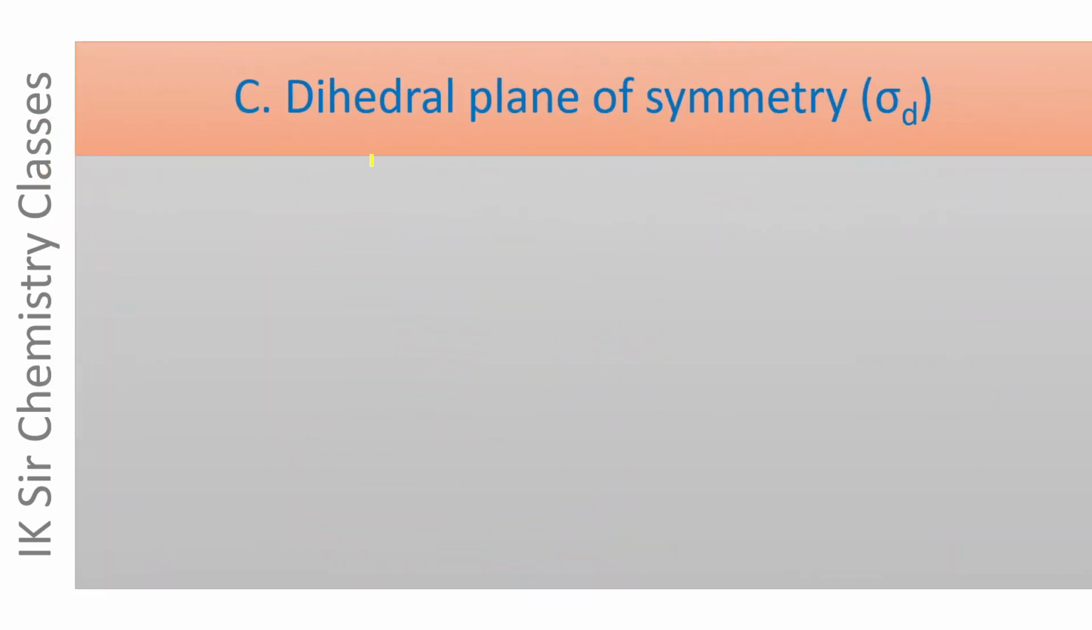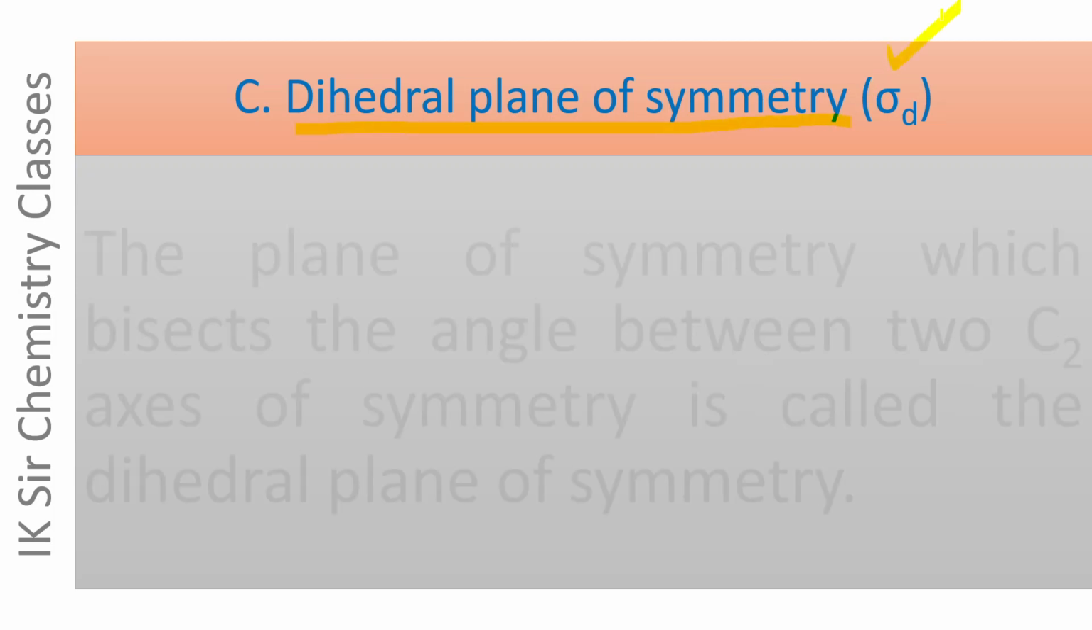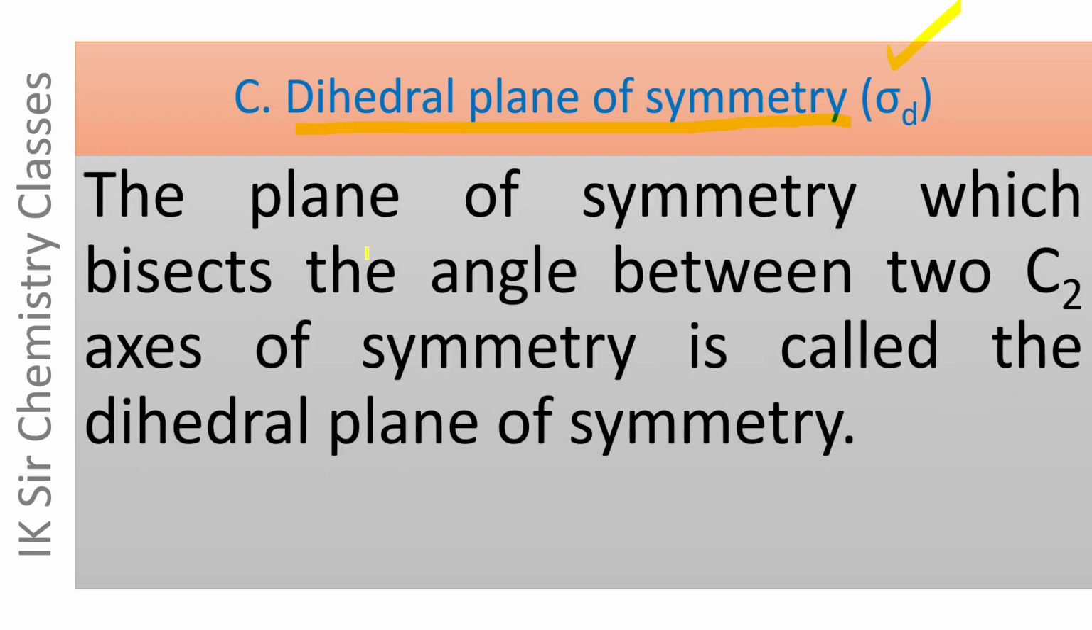And the third type of plane of symmetry is dihedral plane of symmetry, which is denoted by sigma d. The plane of symmetry which bisects the angle between two C2 axes of symmetry is called the dihedral plane of symmetry. Please see it again. The plane of symmetry which bisects the angle between two C2 axes of symmetry is called the dihedral plane of symmetry.